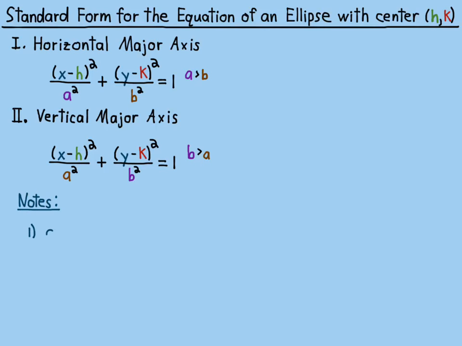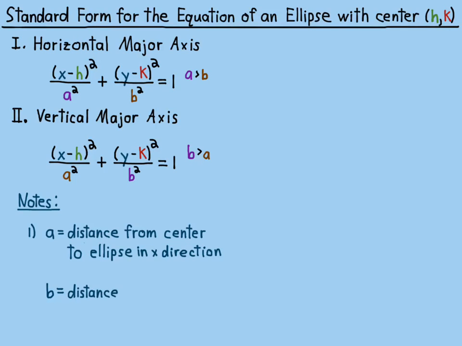The a's and b's are handled differently for a hyperbola, so it's important to keep these things straight. So a is the distance from the center to the ellipse in the x direction always, whether that's the major axis or minor axis. And b is the distance from the center to the ellipse in the y direction. Right, and so whichever one's bigger, that's where the major axis is, and that's where the vertices are, because vertices are always the endpoints of the major axis, not the minor one.